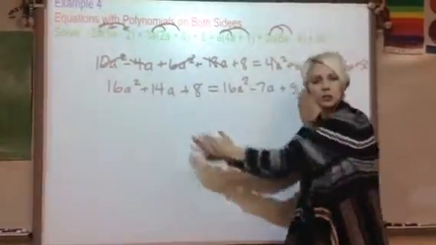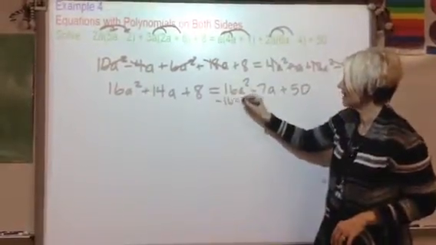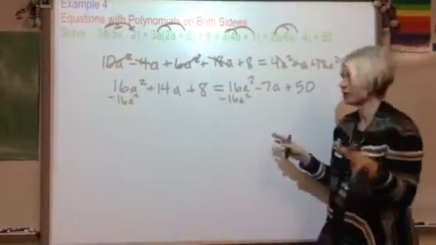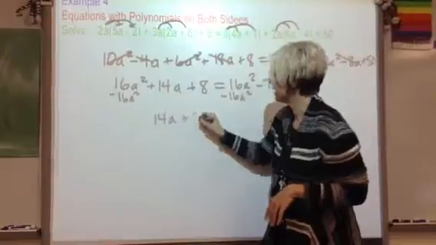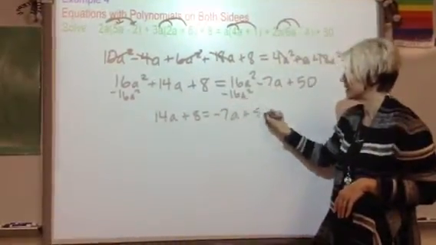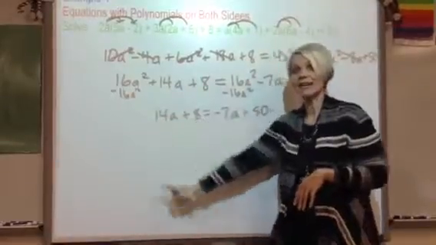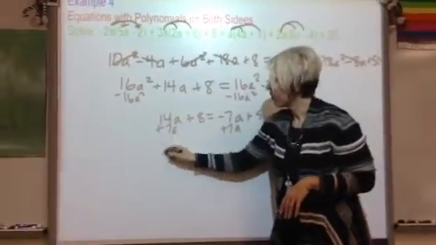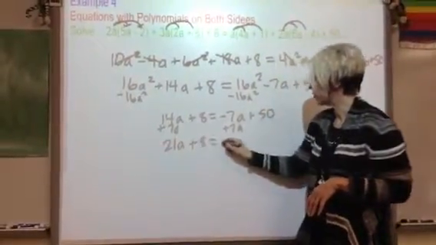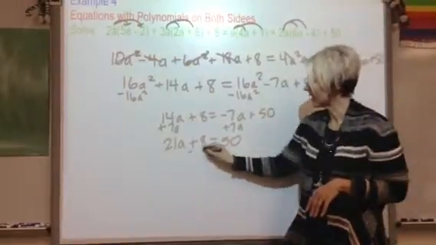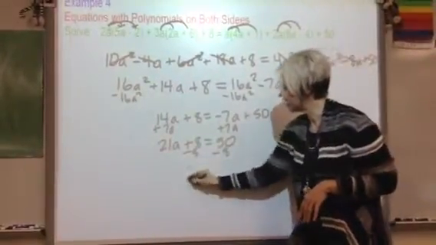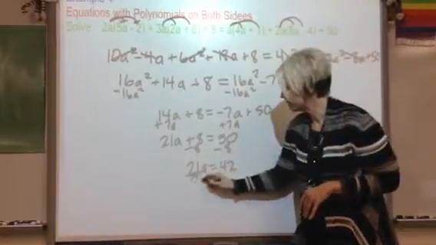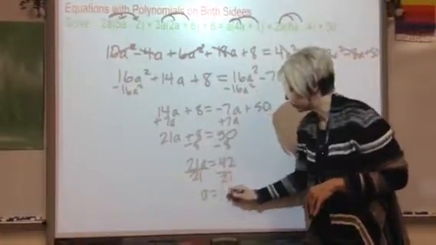Now we can start working to go left to right. So I'm going to subtract 16a squared from both sides. And as you can see, that cancels out that a squared term. We don't have to worry about it. Now we have 14a plus 8 is equal to negative 7a plus 50. My goal is to get a on one side and the number on the other. So I'm going to actually add this 7a so that I have all of my a's over here. This is 21a plus 8 equals 50. Now I'm going to subtract my 8, subtract 8, and I get 21a is equal to 42. The last thing we would do is divide then by 21, and we get a is equal to 2.